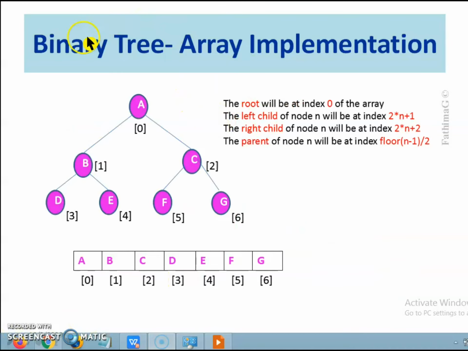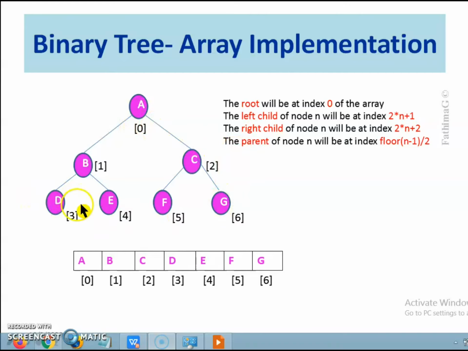Let me demonstrate with an example. Consider the tree shown. As A is the root node, it is placed at index 0. The node B is left child of A, which is placed at index 1 by applying the formula 2 into n plus 1, where n is 0 as A is at index 0. The node C, which is the right child of node A, is placed at index 2 by applying the formula 2 into n plus 2, where n is 0 as A is at index 0.